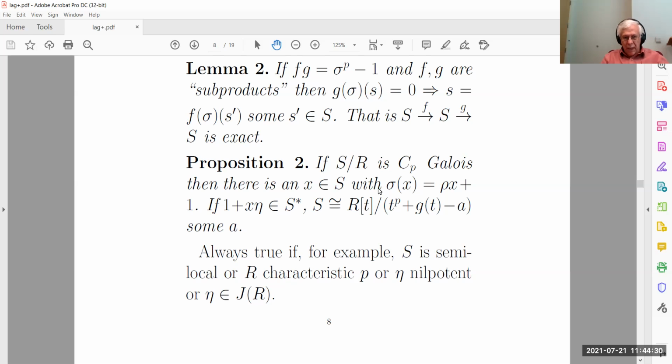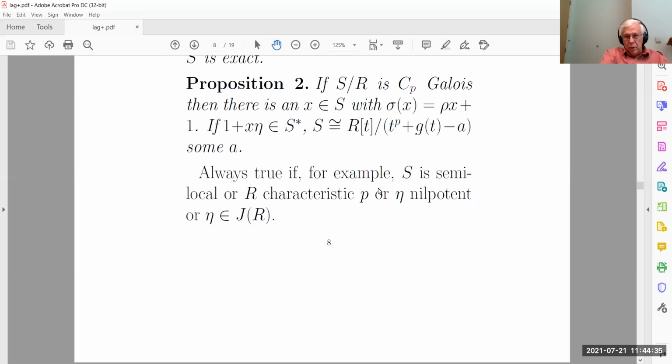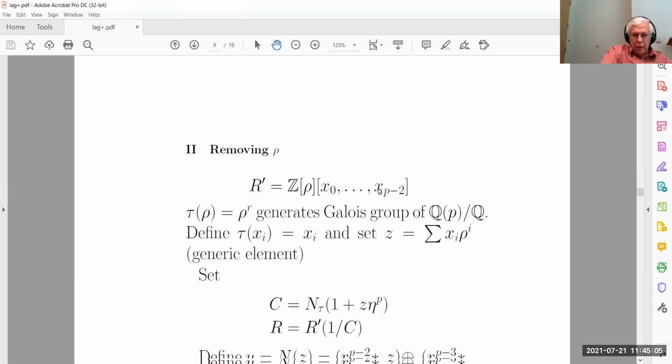And now this is proposition 2, which I was trying to fold into proposition 1. If S over R is CP Galois, then there is an X with this element, and if 1 plus X eta is invertible, then the polynomial holds. I want to point out that this is always true if S is semi-local, if R is characteristic P, or if eta is nilpotent, or if eta is in the Jacobson radical, and those kinds of conditions are what came up in Suresh's work. Okay, as usual, I'm going too fast.